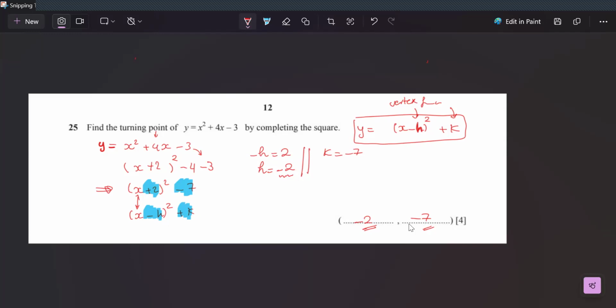Yes, thank you, teacher. You're welcome. Ahmed, you got it? Yeah, I got it, thanks. What you just meant is change the sign of h and then just put k as it is.